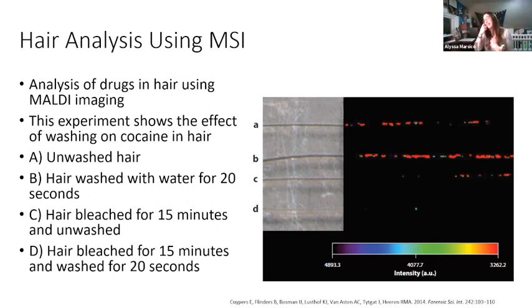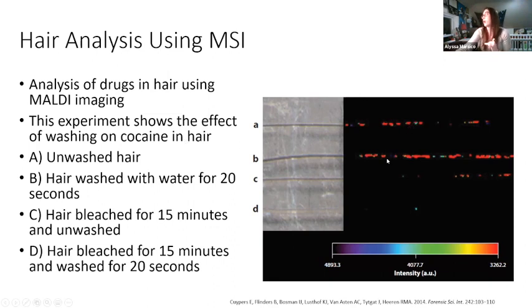So what happened here is they ran 4 different samples of hair. The first one is unwashed hair. The issue with unwashed hair is you could have environmental exposure to this drug, and it could stick to your hair. So that's what we end up seeing here. All this heat map here, all the red, is actually an ion indicative of cocaine.